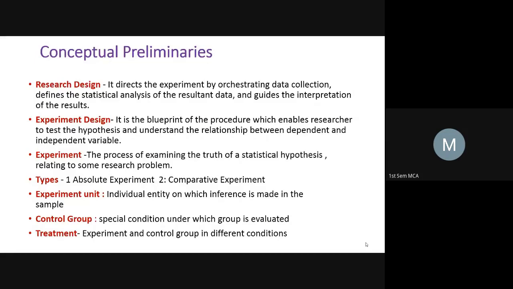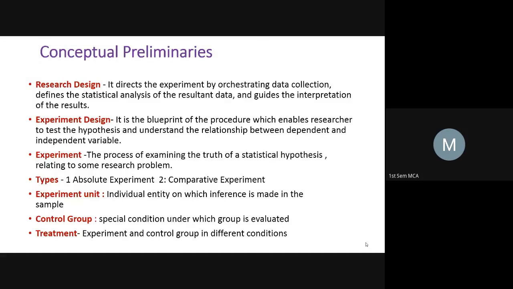So every category of problem has its own methods to evaluate and identify. Those kinds of problems are called research problems. So in the broad premise, there are two types of experiments. One is absolute experiment and the other is comparative experiment.